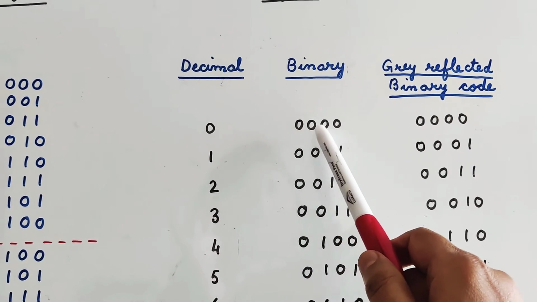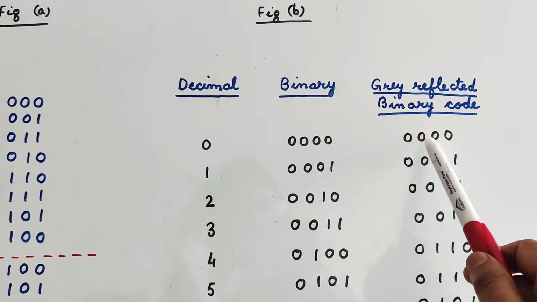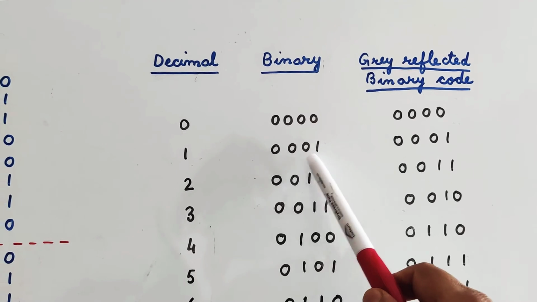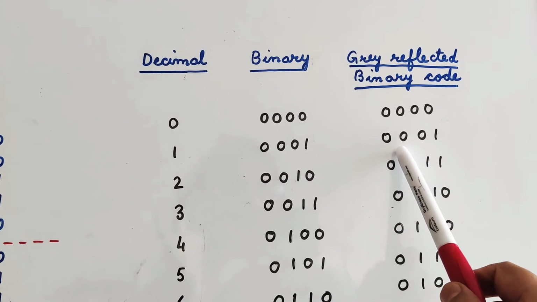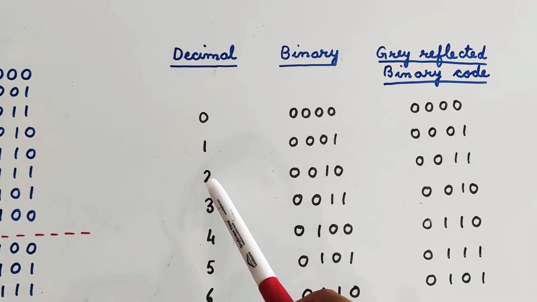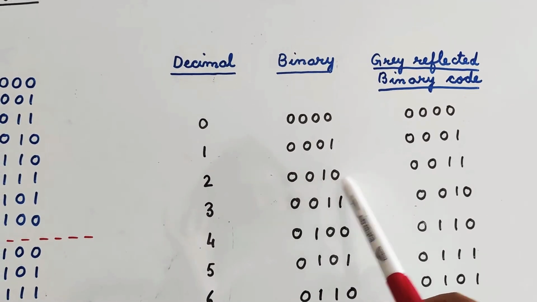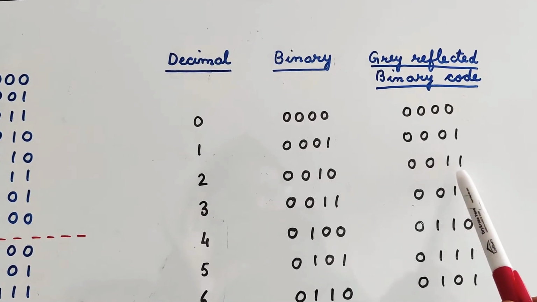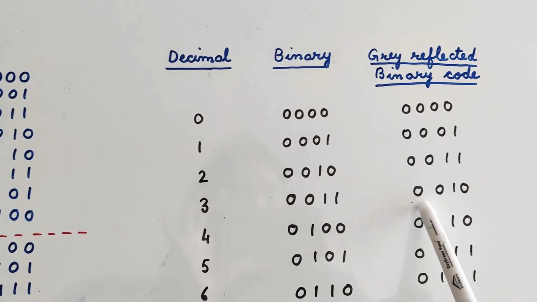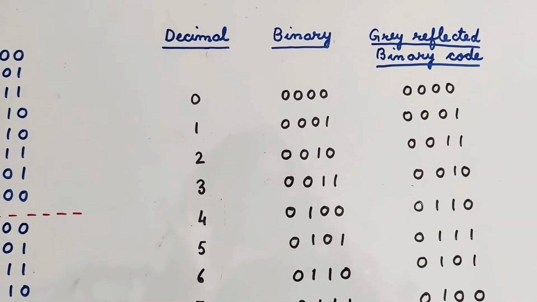So if we represent the decimal 0 in binary in 4-bit form, then we can write the decimal 0 as 0000. In the gray reflected binary code also, we represent decimal 0 as 0000. Similarly, the decimal 1 is represented in binary as 0001, and in gray code also it is written as 0001. Now the difference comes in the decimal digit 2. 2 in binary is written as 0010, whereas in gray reflected it is written as 0011. Similarly, 3 in binary is written as 0011, and in gray reflected it is written as 0010. And similarly, the rest of the decimal numbers.